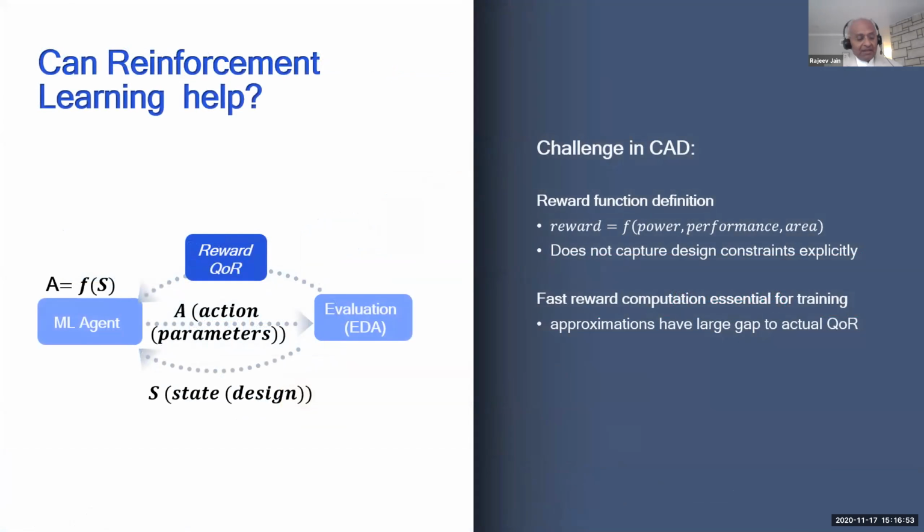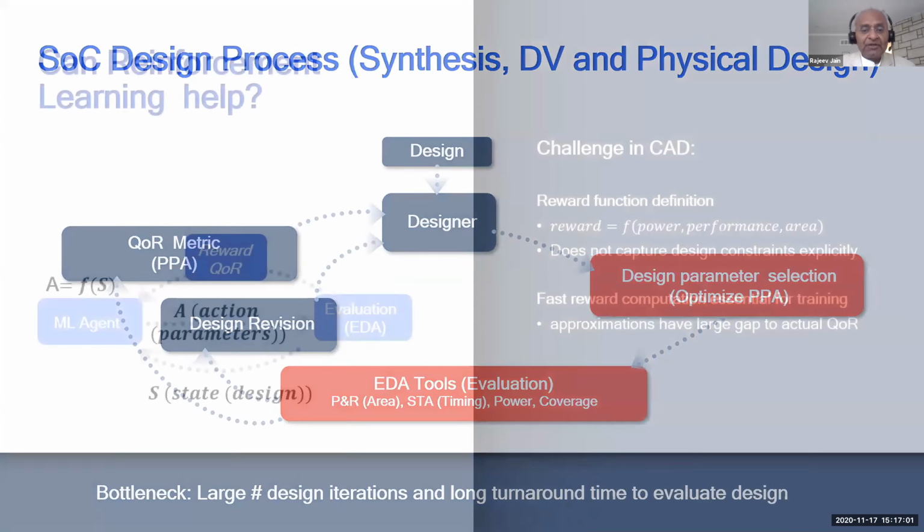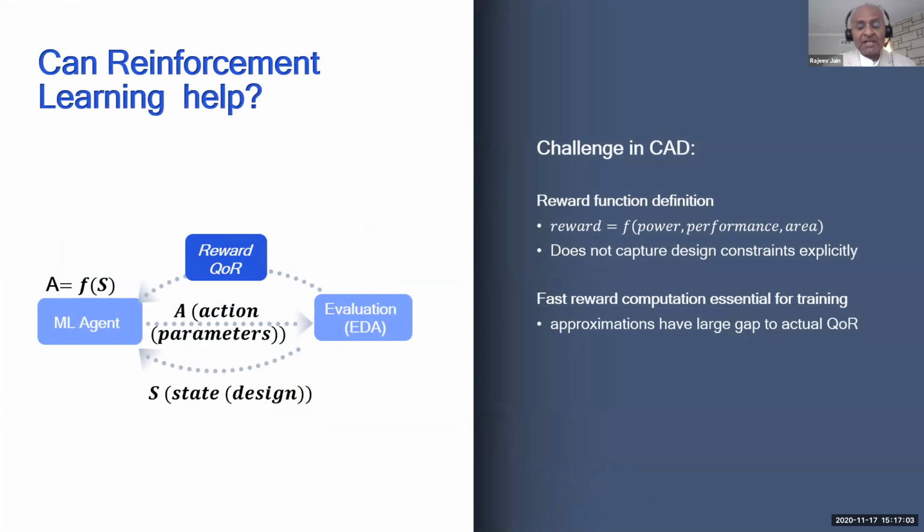So a lot of work has been published on trying to draw the analogy between this design iteration loop and reinforcement learning. And of course, these are largely people who are coming from a pure AI perspective as opposed to a chip design perspective. Now, in the AI perspective, this design loop can be made to look like a reinforcement loop where you think of the designer as a machine learning agent or reinforcement learning agent.